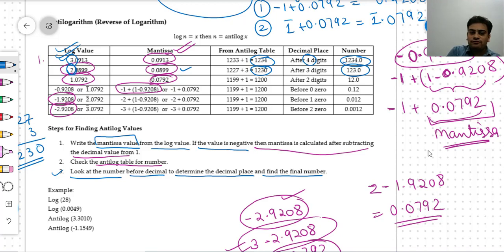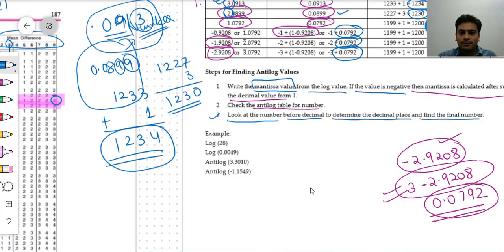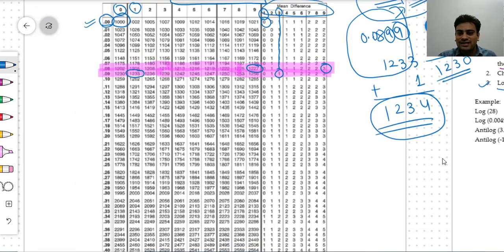So in the negative portion, we found the Mantissa value by subtracting whatever value we found. So in this first case, 0.09208, we have subtracted it from 1. In the second case, negative 1.9208, we subtracted it from 2. In the third case, negative 2.9208, we subtracted it from 3 and we found the Mantissa value. So here you can see your Mantissa is, in all the 3 cases, 0.0792.